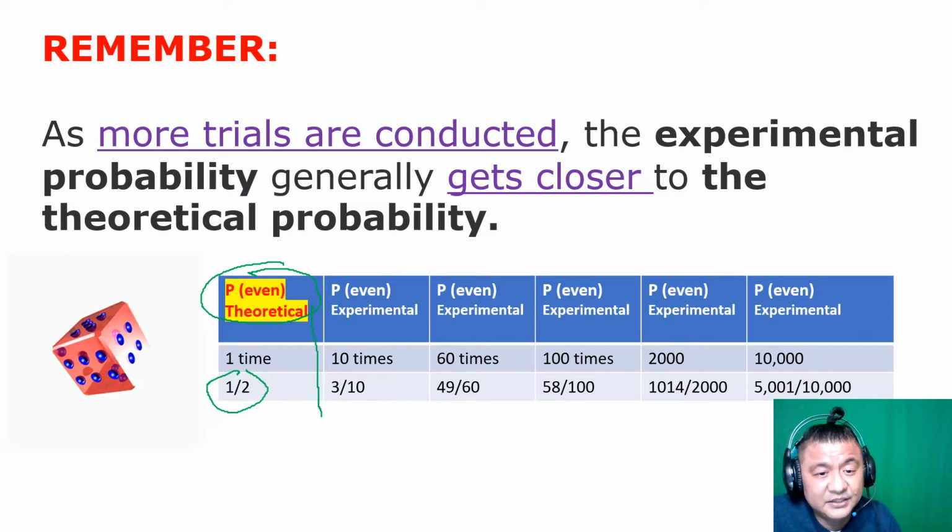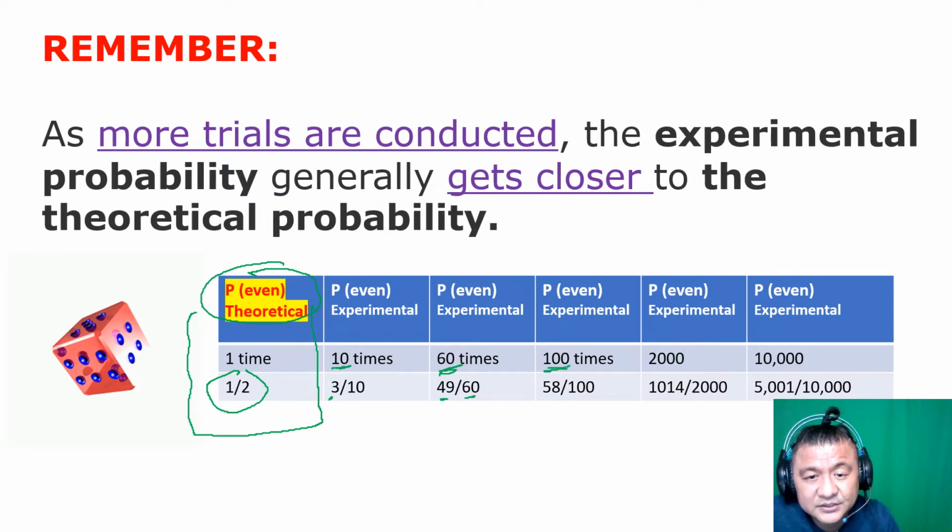That is in theory. But guess what? You threw it 10 times, you only got 3. That's not 1 half. Okay, it's away from 1 half. And you threw it 60 times, you got 49 out of 60. That's not 1 half. It's beyond the half, right? It doesn't match this. How come? Because it's just an experiment.